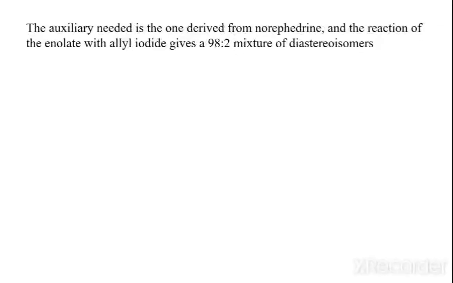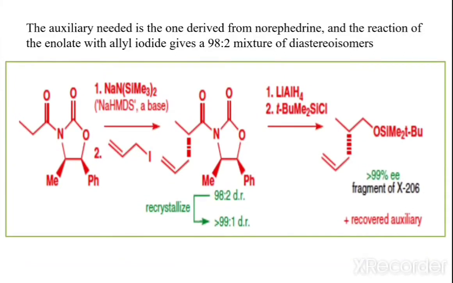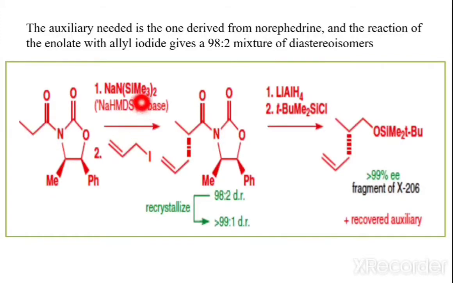And a good chiral auxiliary is needed, one derived from norepinephrine, and the reaction of this enolate with the allyl iodide gives a 98:2 mixture of diastereomers. Here these are simple reactions. First, this NaHMDS acts as a base, and it forms the enolate here, and this will attack the allyl iodide, and here we get one intermediate.